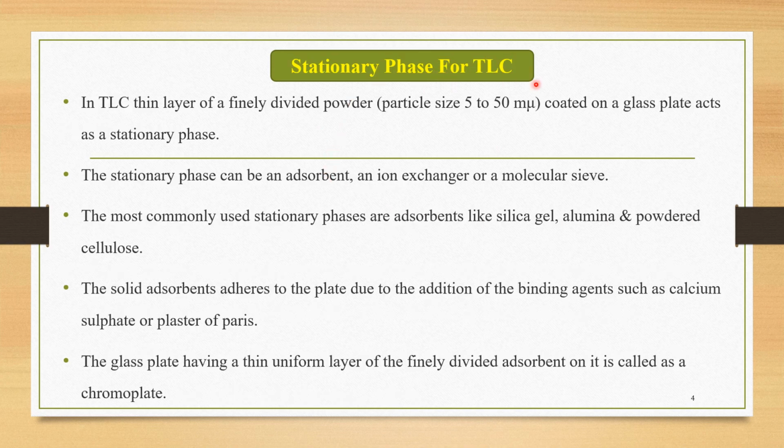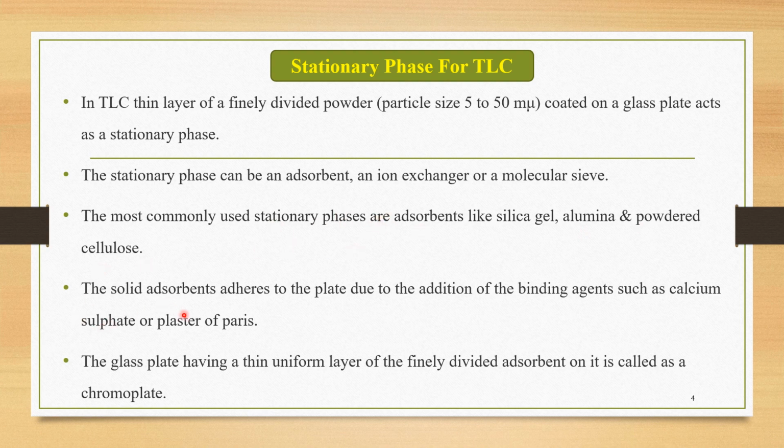Next is the stationary phase for TLC. What type of stationary phase is to be used? In TLC, a thin layer of a finely divided powder having particle size 5 to 50 micron is coated on adsorbents like silica gel, alumina and powdered cellulose. So these are the commonly used stationary phases.